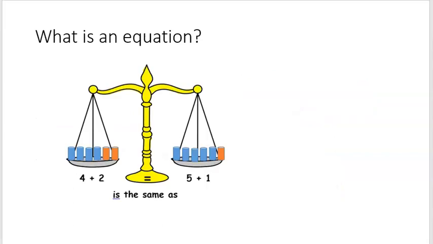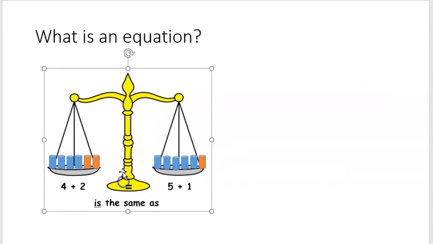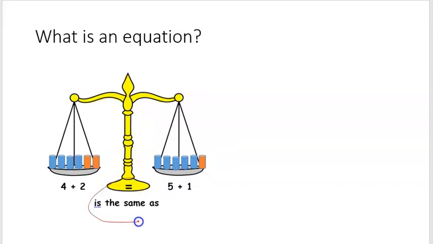There's the balance scales, and it tells you here the equal sign means is the same as. So it's telling you that 4 plus 2 is the same as 5 plus 1.